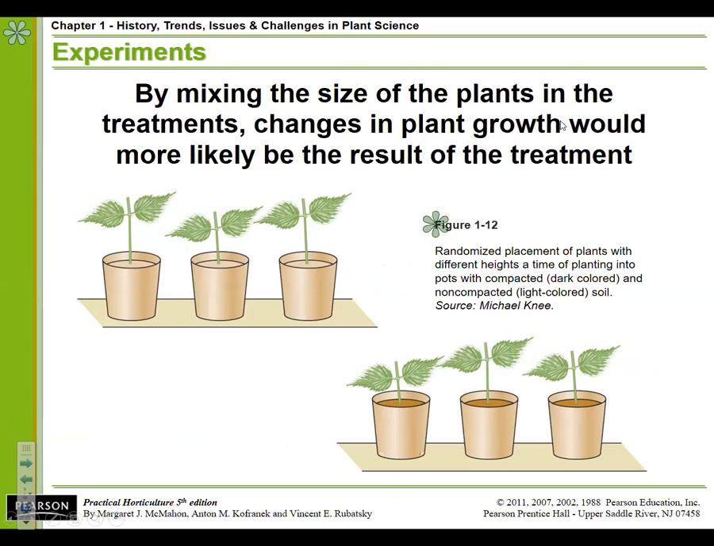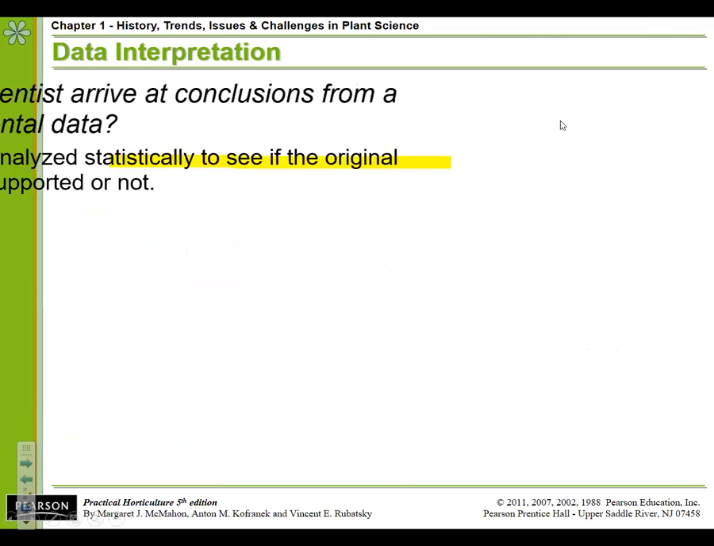We might mix the size of the plants and the treatments in order to get that randomization and replication too. The replication, we would do multiple containers, maybe multiple plots, maybe have them in multiple rooms too. All other variables, though, we try to keep the same to be able to get reliable data that we can also statistically analyze.